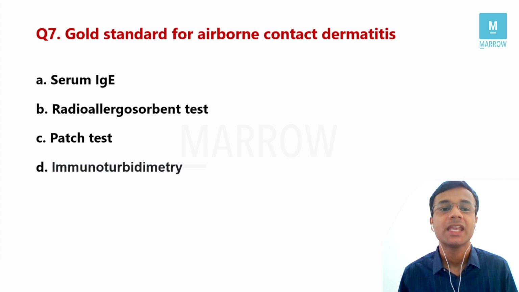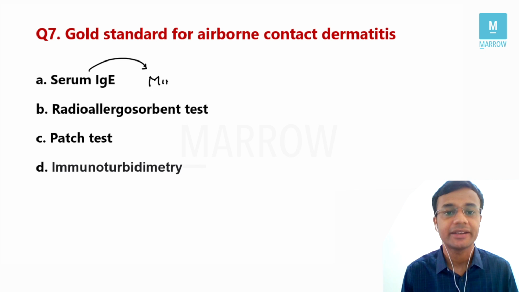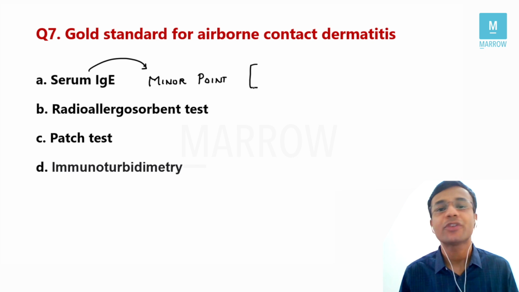Question number 7. Which of the following is the gold standard for airborne contact dermatitis? Let's first look at the options. Number 1 is serum IgE. So where does serum IgE come in dermatology? Very important, serum IgE forms a minor criterion. It's a minor point in the diagnostic criteria for atopic dermatitis.